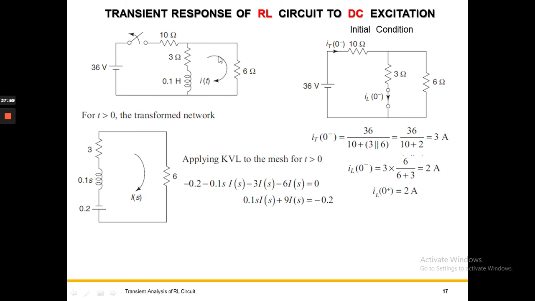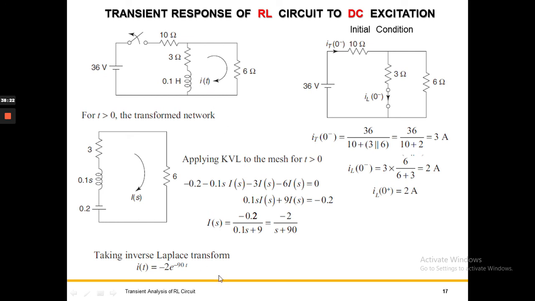You have to find out I of t, so get an expression for I of s. Simplify it, get an expression for I of s. It is again 1 by s plus a form. Okay, so you take the inverse Laplace transform, you will be getting e raised to minus 90t. That will be the expression for the current through this loop after t is equal to 0.